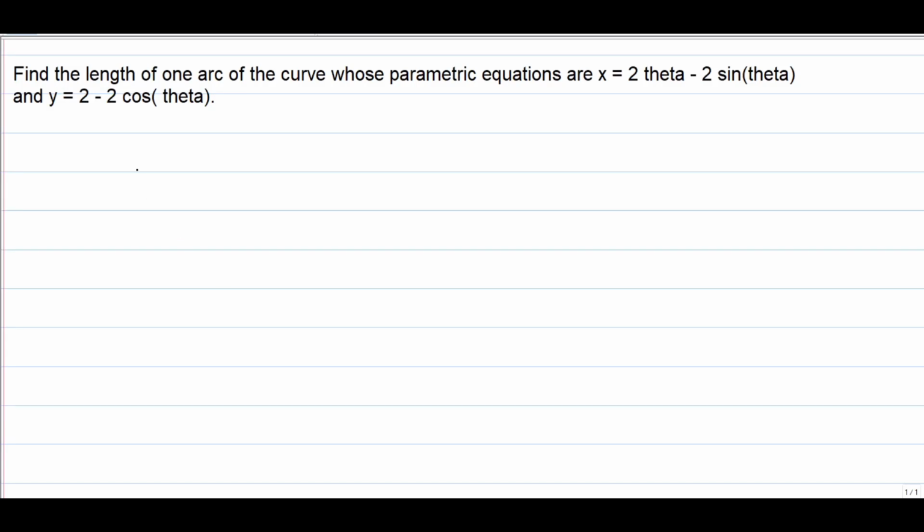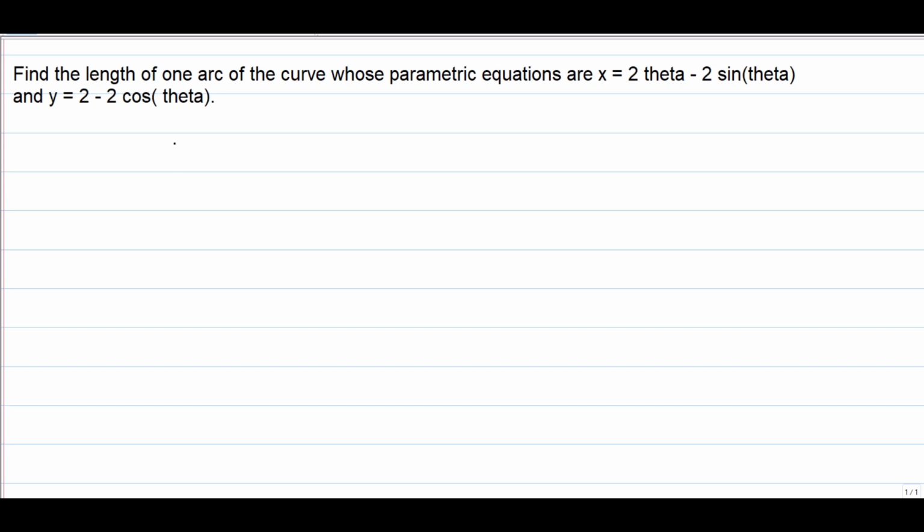Okay, so how do we solve this problem? Find the length of one arc of the curve whose parametric equations are x equals 2 theta minus 2 sine theta and y equals 2 minus 2 cos theta. Since we all know that this given equation is related to a cycloid.